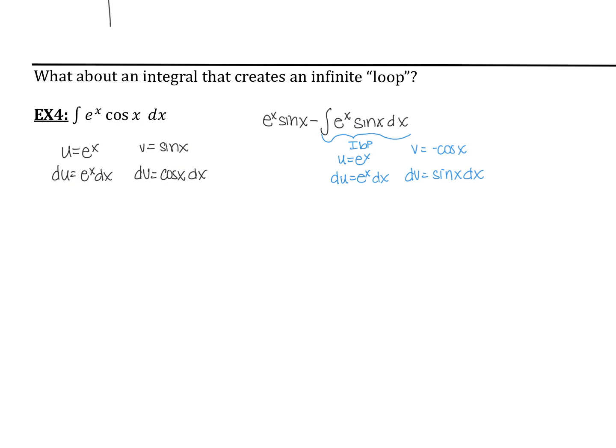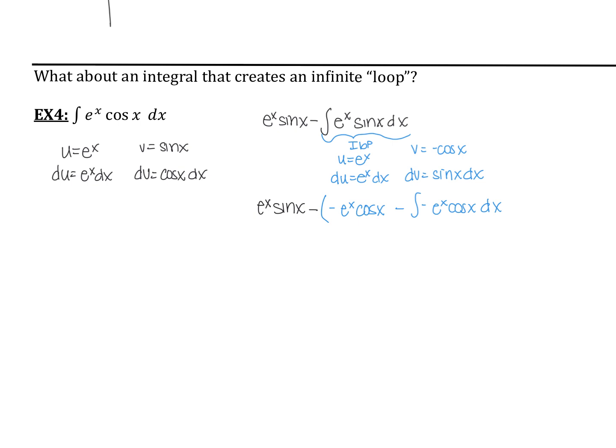So uv, so I already had the e to the x sine of x minus, and now I'm going to do this integration by parts. So uv, so I'd have a negative e to the x cos x, uv minus the integral of v, I have a negative integral du, so I've got negative e to the x cos x dx.